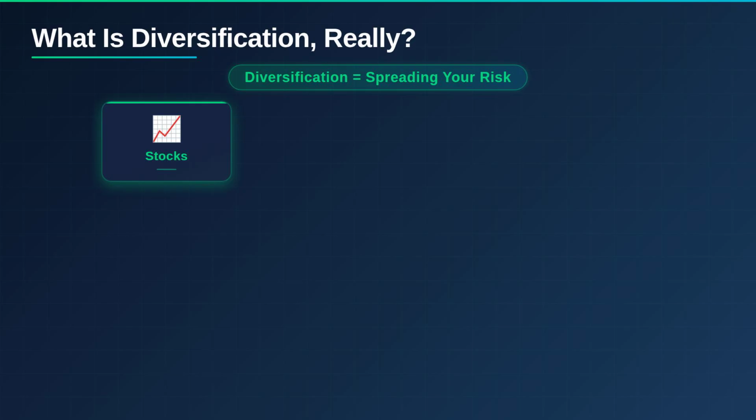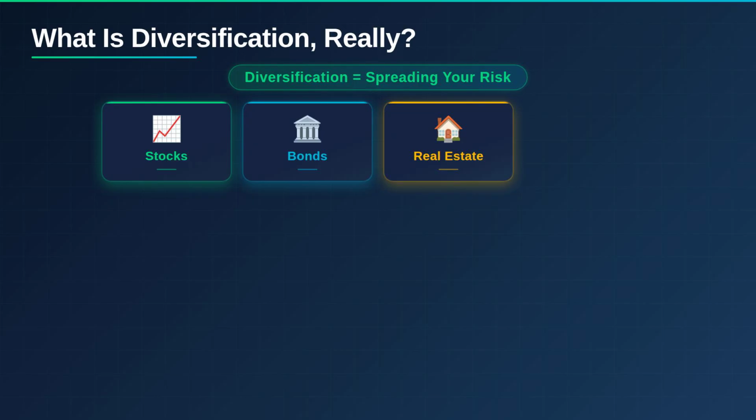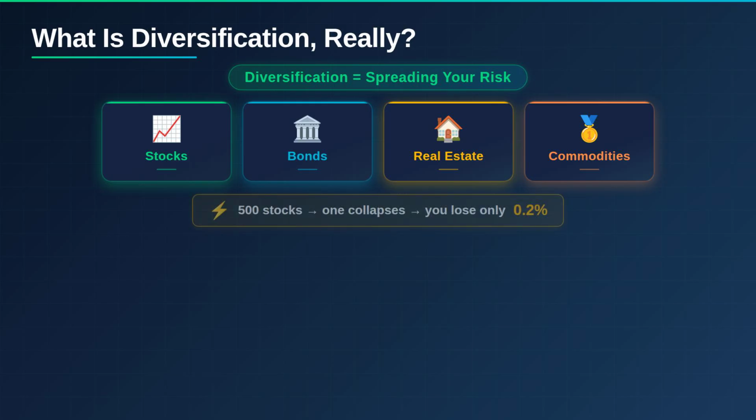Diversification means spreading your investments across different assets, sectors, and geographies, so that no single investment can wipe out your entire portfolio. Think about it this way. If you own stock in 500 different companies, and one of them collapses, you've lost maybe 0.2% of your portfolio. But if you owned only that one stock, you've lost everything.